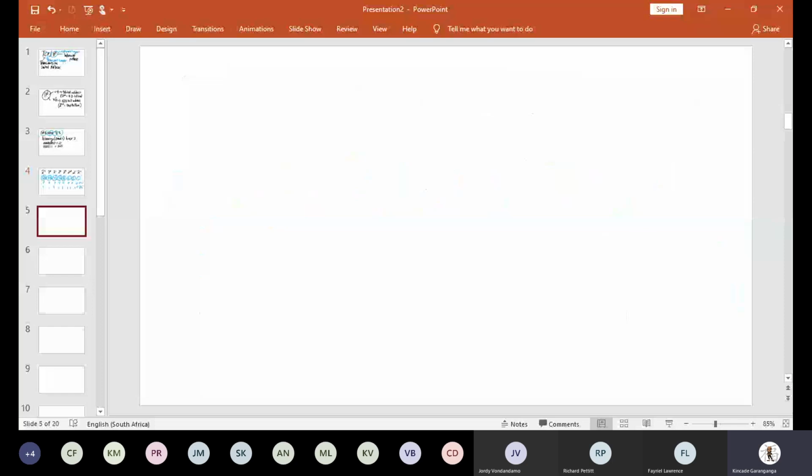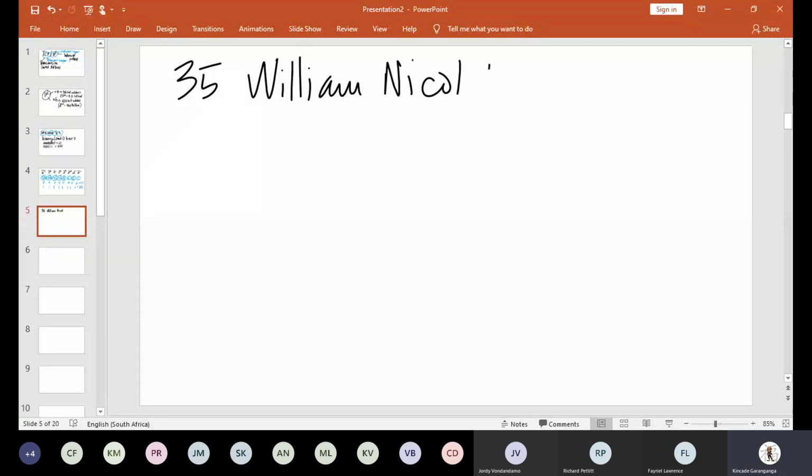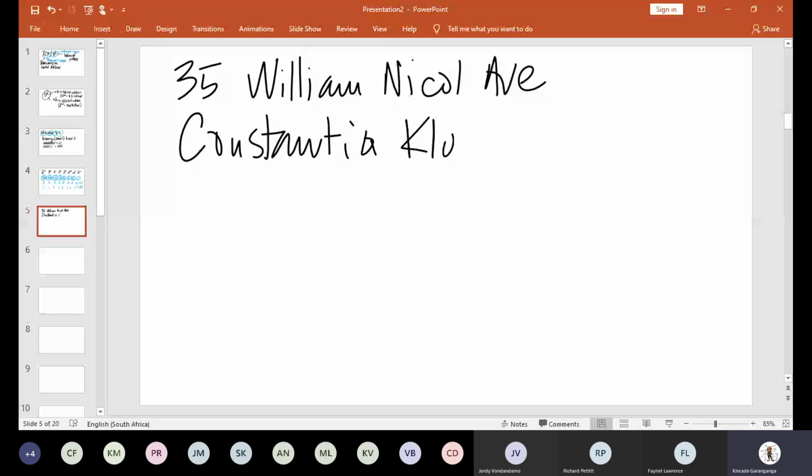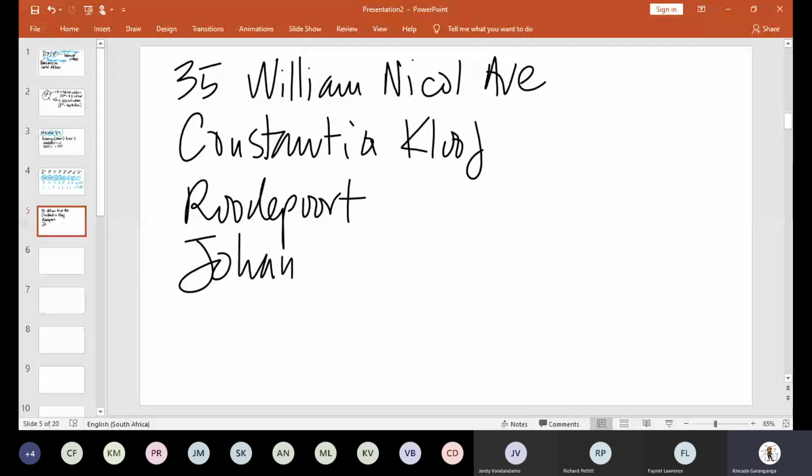On the other hand, if you look at the IP address, any IP address will have a network portion and a node portion. So for instance, if I was to give you a very generic example as far as addresses are concerned, let's say we've got 35 William and Nicole Avenue, in Constantia, Constantia Kloof, in Ruimsig, and this is in Johannesburg.